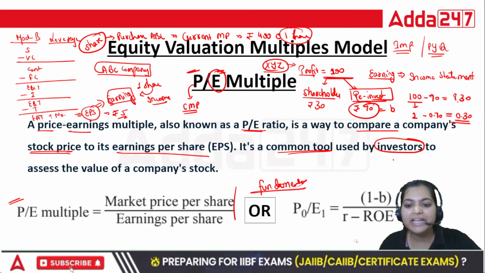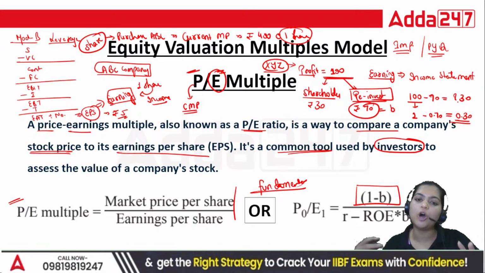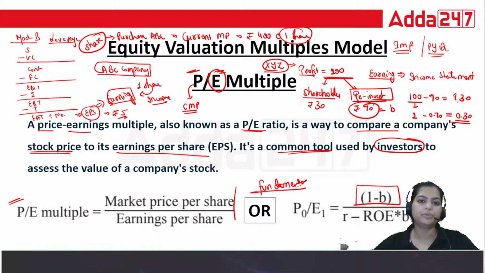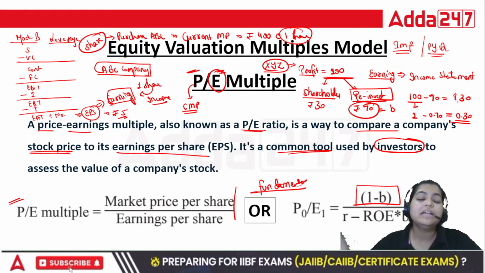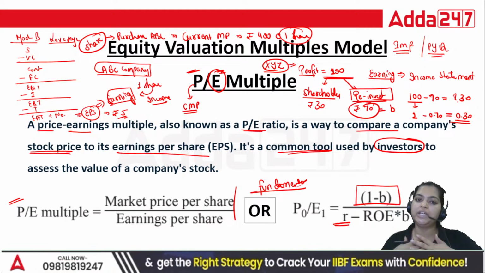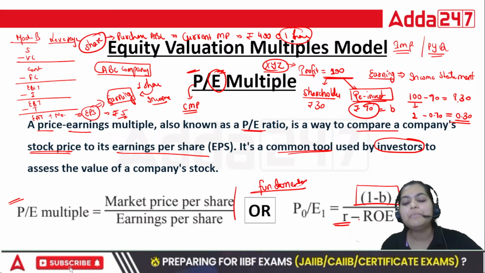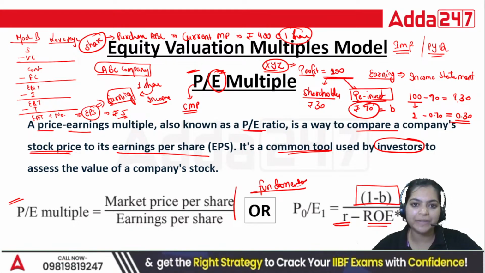0.30. Yes, so that is about the numerator. 1 minus B tells you how much dividend you have distributed to your owners, divided by R. This is the expected return I want. As an investor, what is my expectation? That is R, minus ROE. What is the return on equity?